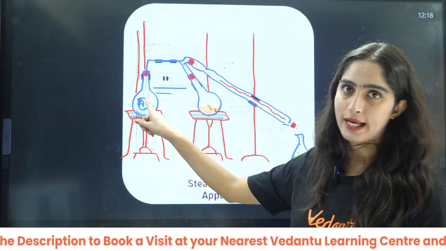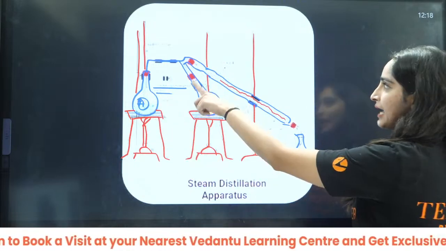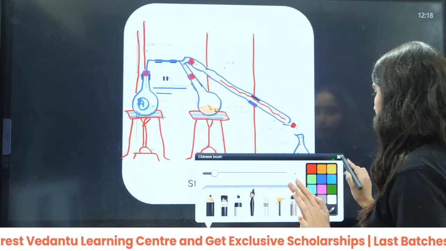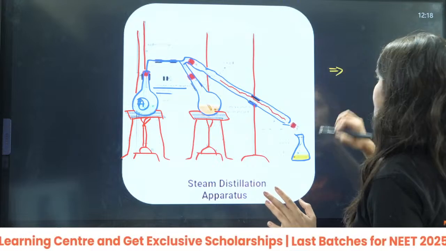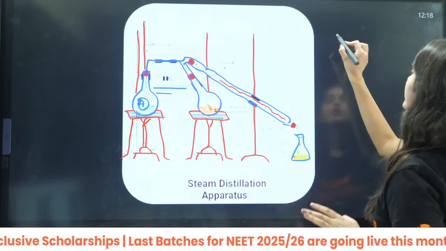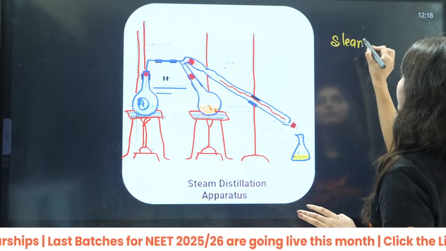Which is steam volatile. And after that, what will happen? Because, beta, you have two very, very important things here. When we are saying steam volatile, what do we mean by that?